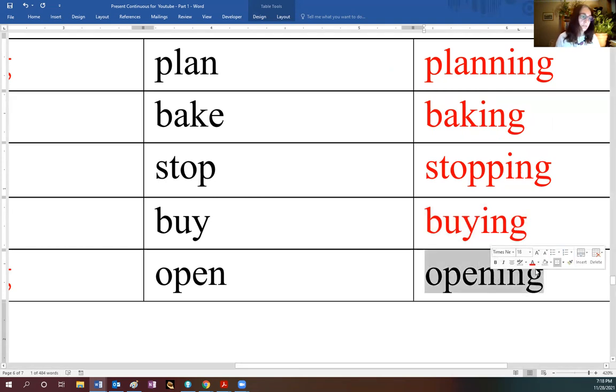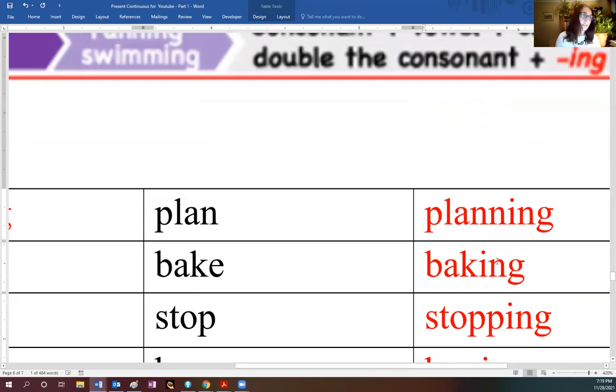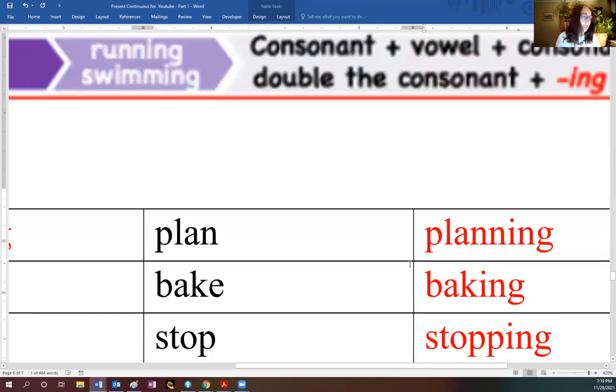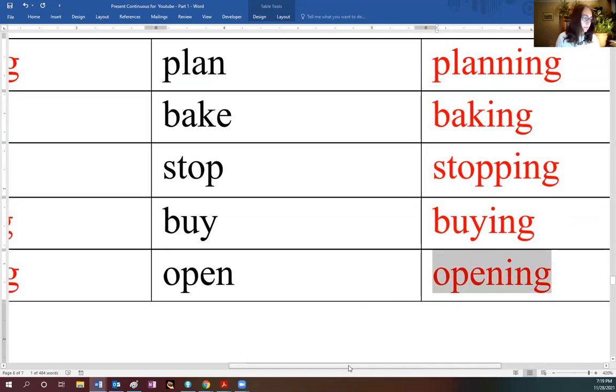No, that's the funny thing about English. Not all the time the rule is 100%. So this time you don't double it. So let's see the good answers.